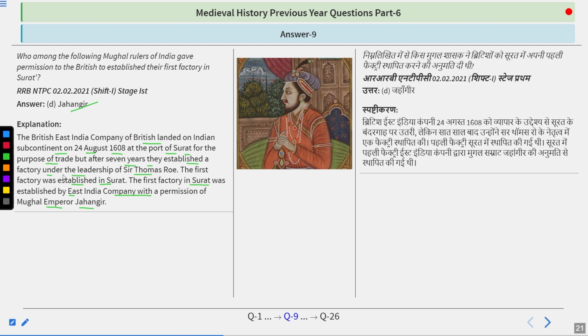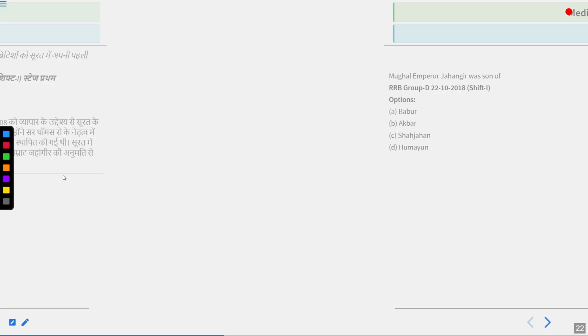And who was the king who provided the dastak to the British? That king came in 1717, and he gave the permission to the British because they were providing him health benefits as he was suffering from some illness, and the name was Farrukhsiyar.